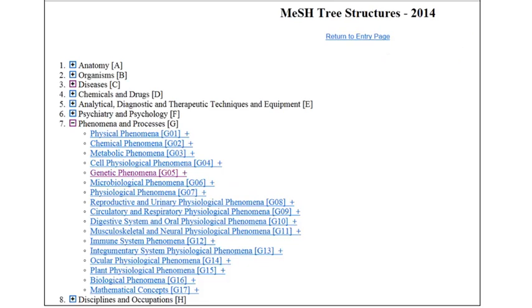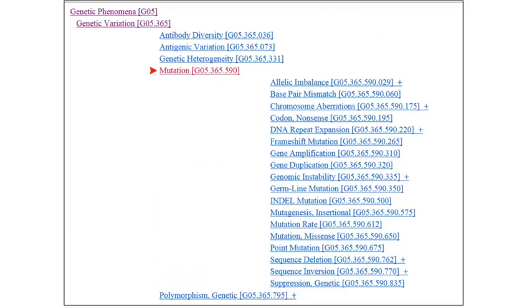If you expand the category phenomena and processes, you will see that it includes 17 subcategories such as physical phenomena, chemical phenomena, etc. If you further expand the subcategory genetic phenomena, you will see finer subcategories such as genetic variation, which includes mutation, which includes allelic imbalance, base pair mismatch, etc. This hierarchical controlled vocabulary makes it more efficient to organize and search for citations in PubMed.